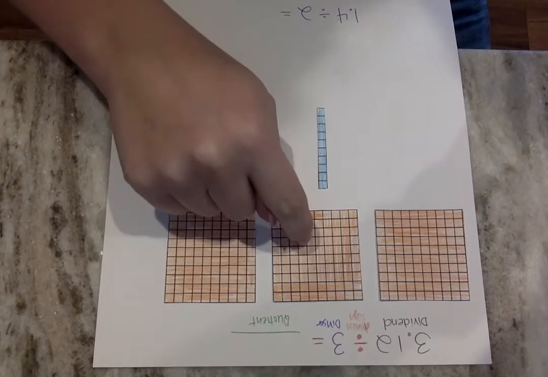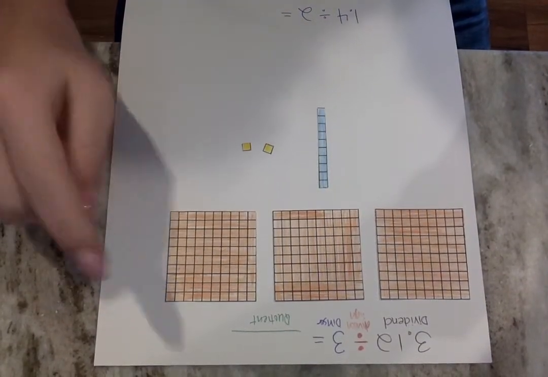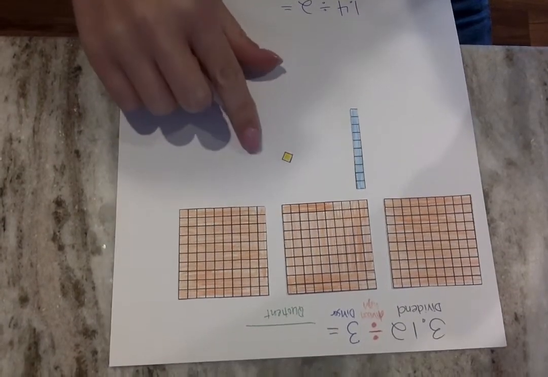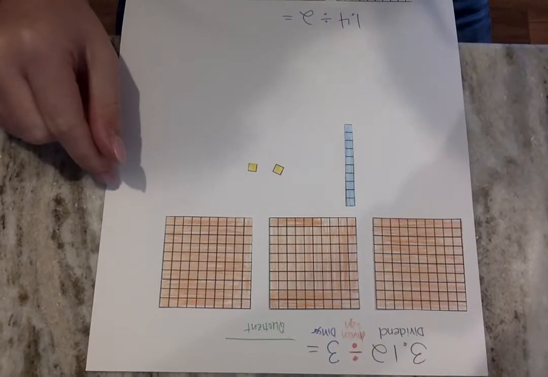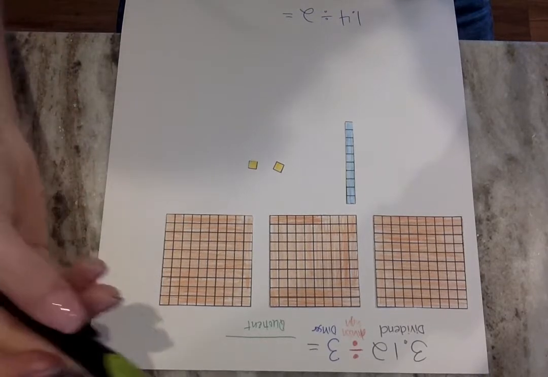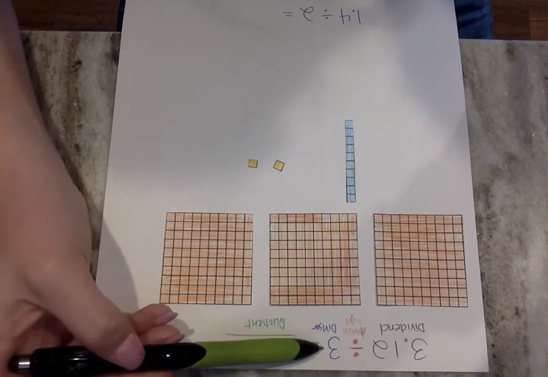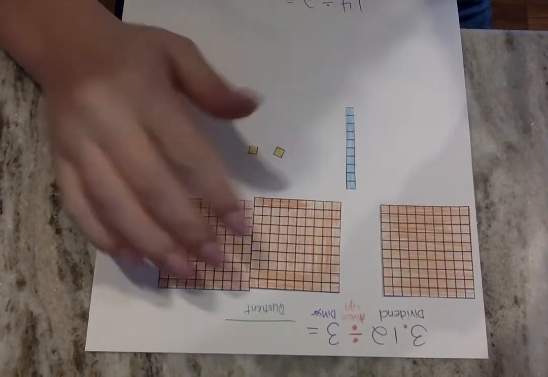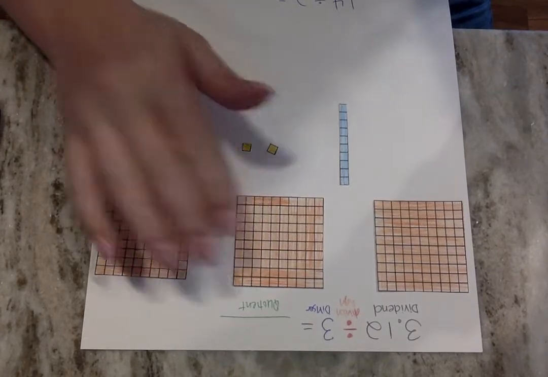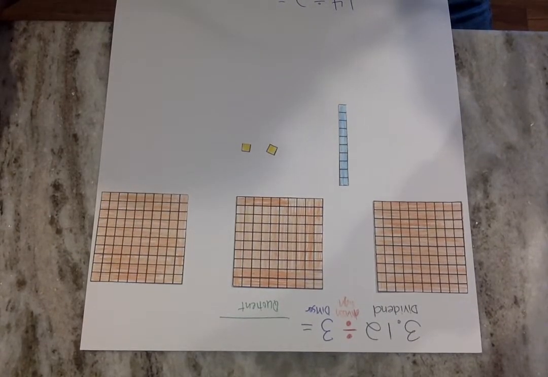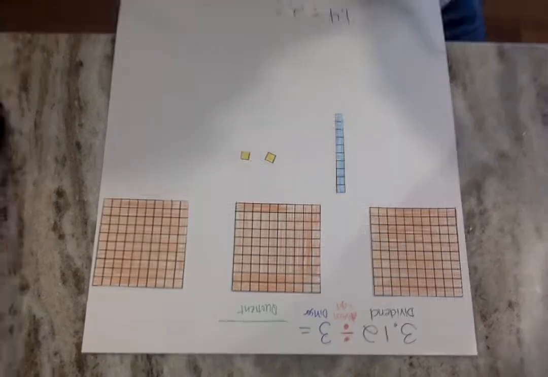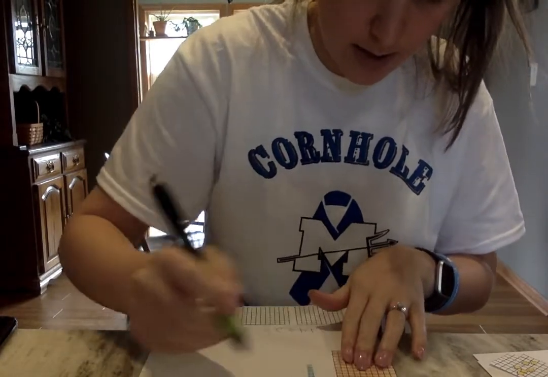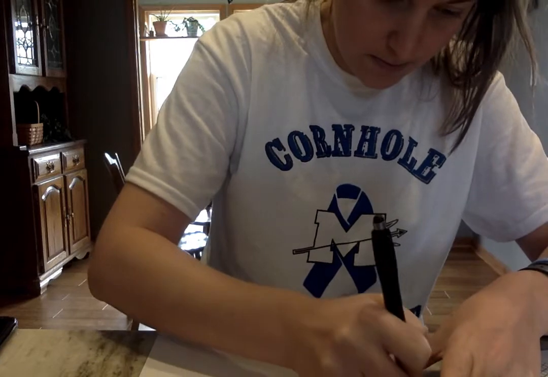So I have 3 hundreds boards that represent my 3 wholes. I have my tenth right here, and then I have my hundredths listed there. The first thing that I'm going to do is look at how I can divide these into groups of 3. Well, obviously I have 1 whole for each group. So I can split those 3 hundreds boards up right there into 3 groups. I'm going to draw circles on my paper in order to represent how I'm breaking these up.